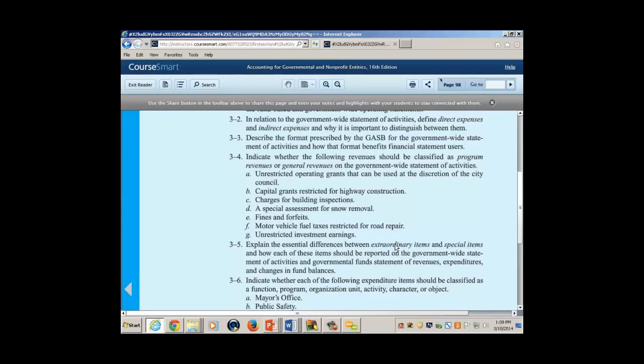I'm not surprised listening to that answer because a lot of people are confused. And you read that in the book, by the way. It's program revenues. How about motor vehicle fuel taxes? Now, this is the key. Anytime you hear the word taxes, always general revenue. It doesn't matter what it says, general revenue. If it's taxes of any kind, it's general revenue. How about unrestricted investment earnings? General, because it's what? Unrestricted, for anything.